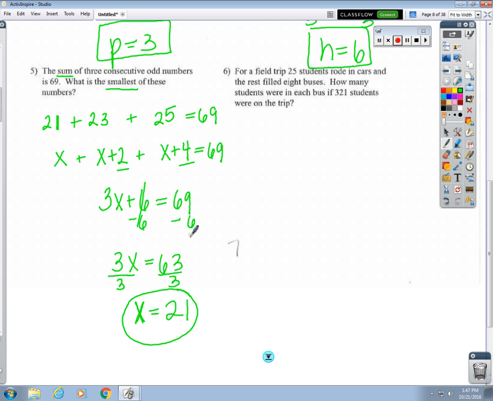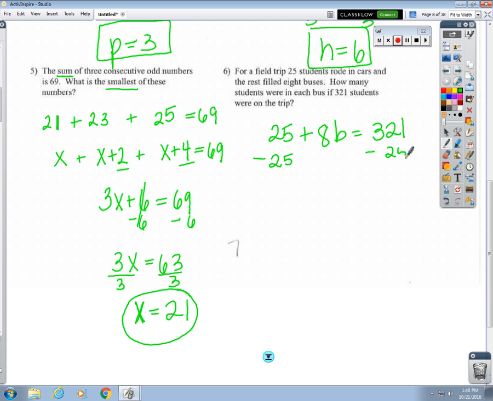Okay, number 6. For a field trip, 25 students rode in cars and the rest filled 8 buses. How many students were in each bus if 321 students were on the trip? Okay, for this equation, you have to start out with your 25 kids that are in cars plus 8b, or x would be fine, for 8 buses. And then it totals up to 321 kids going on the field trip. Now keep in mind, that 321 consists of kids on the buses and kids in cars. So to solve for kids on the bus, what do we do first?